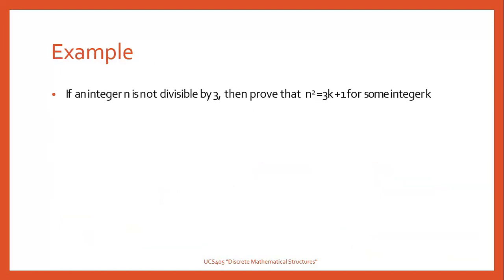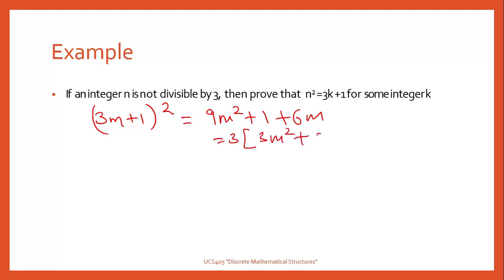Next example, if an integer n is not divisible by 3, then prove that n square is equal to 3k plus 1 for some integer k. If n is not divisible by 3, then n can be equal to 3m plus 1 for any integer m. Now n square is equal to (3m plus 1) whole square, which will be equal to 9m square plus 1 plus 6m. Taking 3 as common, we will get 3(3m square plus 2m) plus 1. This is an integer, let us assume it as k. So this is 3k plus 1.